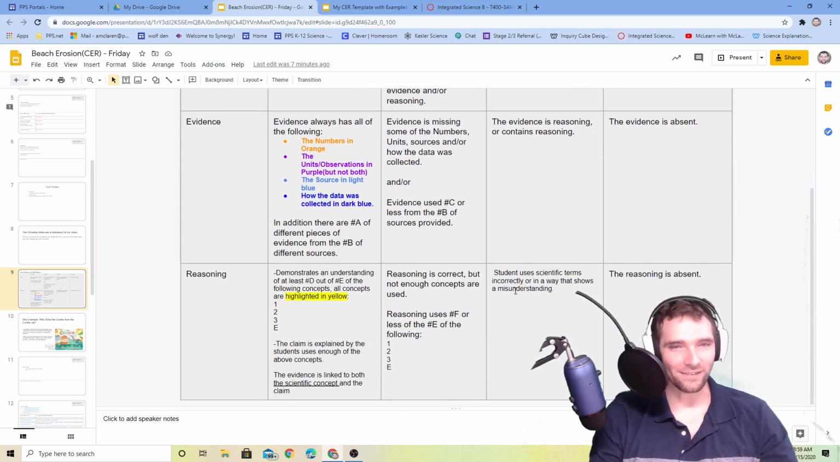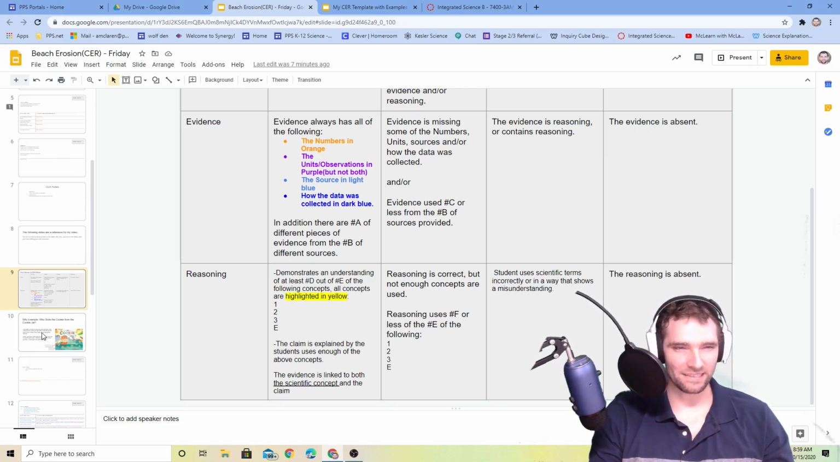Then if we scroll down, I couldn't figure out how to get this all on the same slide with the font, so you have to scroll down a little bit to see the reasoning piece. Reasoning, basically, there have to be some concepts that you're highlighting in yellow, and you need to make sure you're using a certain number of those concepts, and you're using them in ways that make sense. So I'll show you what I mean by that.